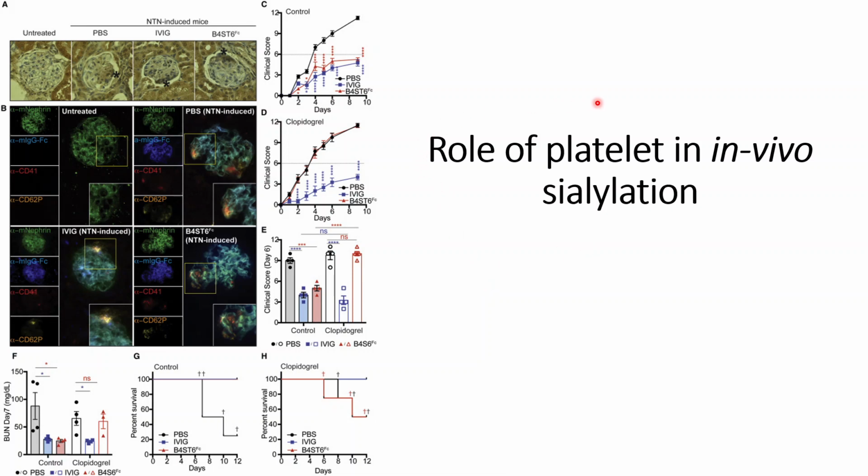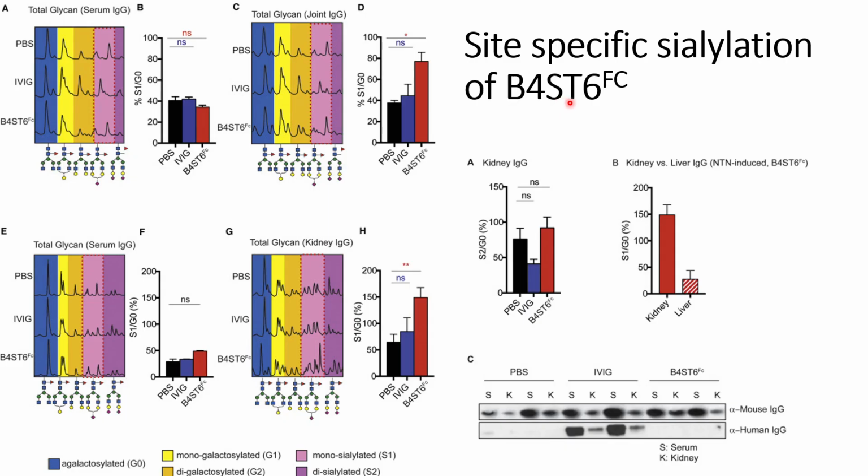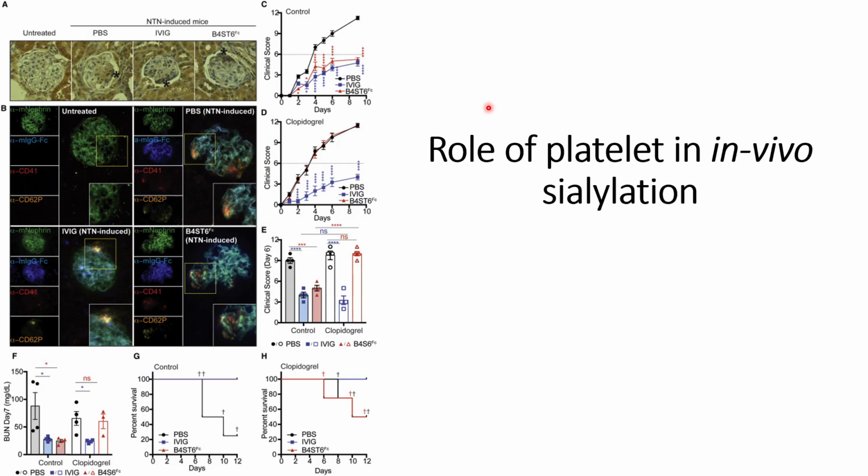Today we will discuss the role of platelets in the in vivo sialylation towards this anti-inflammation response. In the previous video we discussed the selective sialylation that occurs, the site-specific sialylation by B4ST6FC that causes reductions in the inflammations.